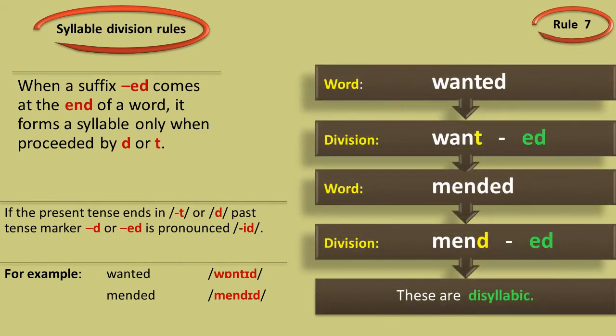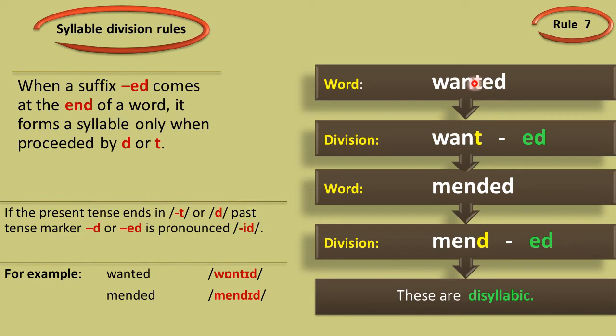So let us try to understand some examples of this particular rule. What is the rule? When a suffix -ed comes at the end of a word, it forms a syllable only when preceded by d or t. Now you can understand this rule very clearly. Wanted: we are habituated to pronounce it, and actually it is what? "Wantid". See here the division: want plus ed. Why is ed separated? When a suffix -ed comes at the end of a word, it forms a separate syllable only when preceded by d or t. So when the present tense form ends in t or d only, ed forms a separate syllable.